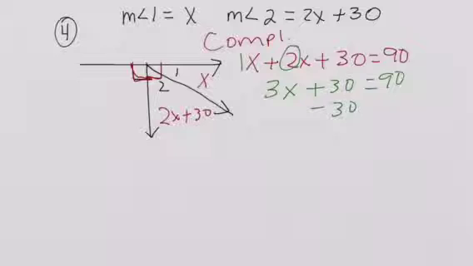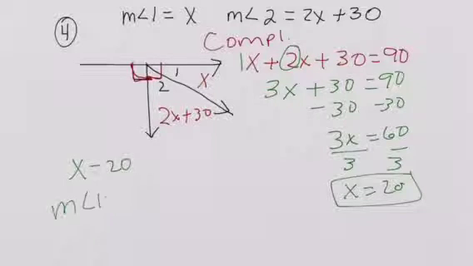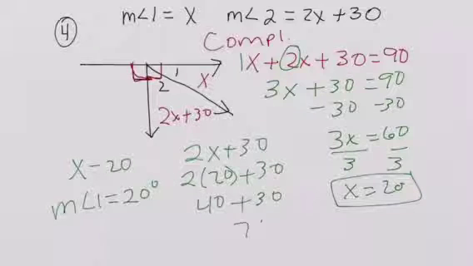I'm going to zero pair out the 30 to get the x on the left and by itself. 3x is equal to 60. Divide by 3, divide by 3. X is equal to 20. Now I'm going to go back and find out, x is 20, so that means the measure of angle 1 is 20 degrees. 2x plus 30, so I'm going to do 2 times 20 plus 30. So 2 times 20 is 40, plus 30 is 70 degrees, which is going to be the measure of angle 2.